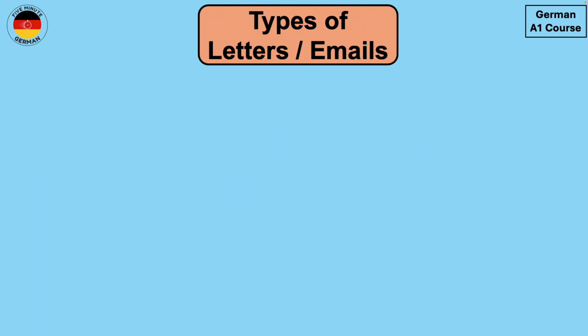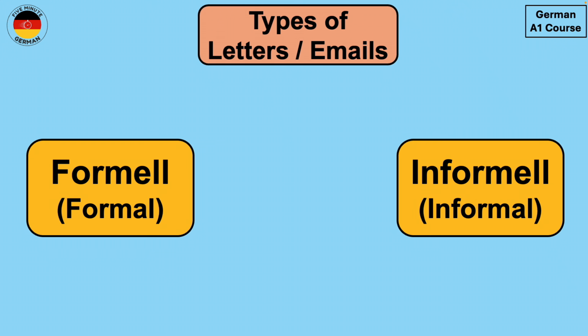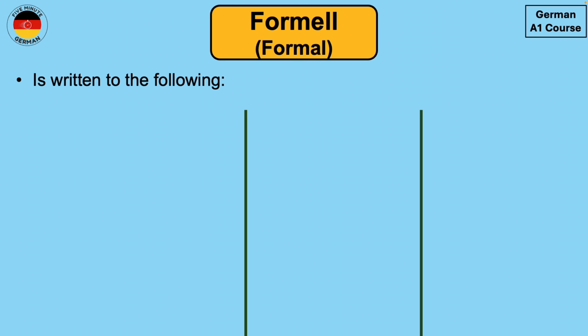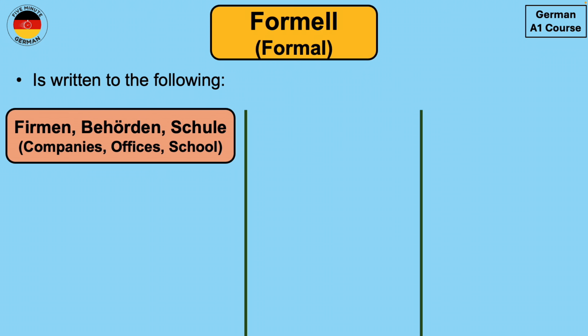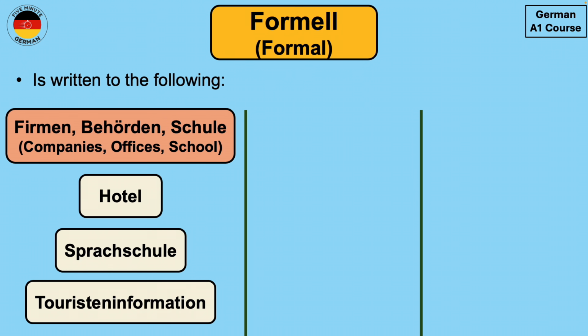So let's start by taking a look at what are the different types of letters or emails. So a letter or an email can either be formal, which means formal, or informal, which means informal. So let's first take a look at formal emails or letters. So a formal email or letter is written to Firmen, Behörden, Schule, etc. For example, a hotel, a Sprachschule, which is a language school, or tourist information office.